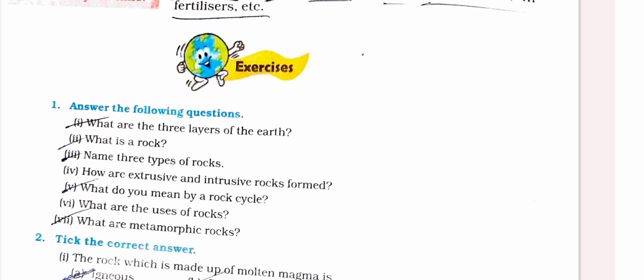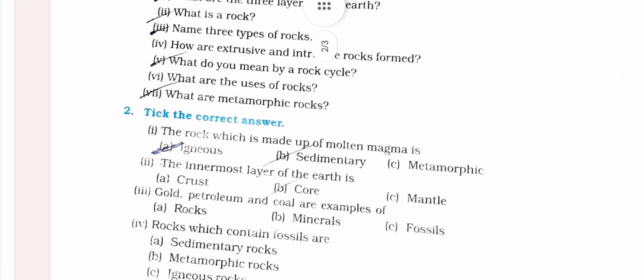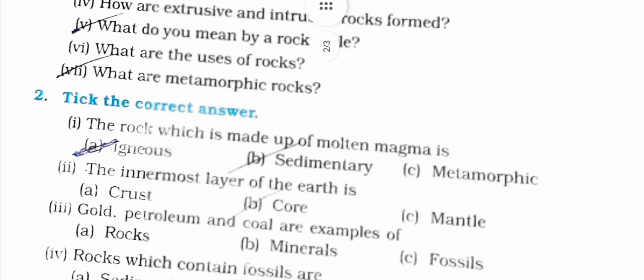What are metamorphic rocks? Sedimentary rock and igneous rock are converted under high pressure and temperature into metamorphic rock. Then take the correct answer. The rock which is made up of molten magma is called igneous rock. Whose book is this? It is wrong. Igneous rock is the correct answer.